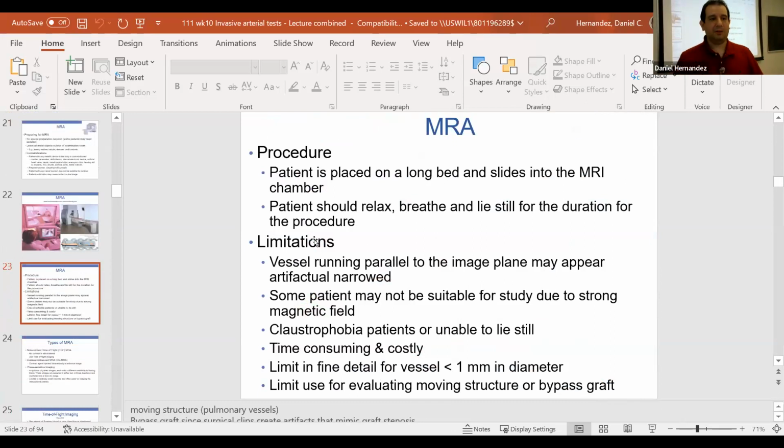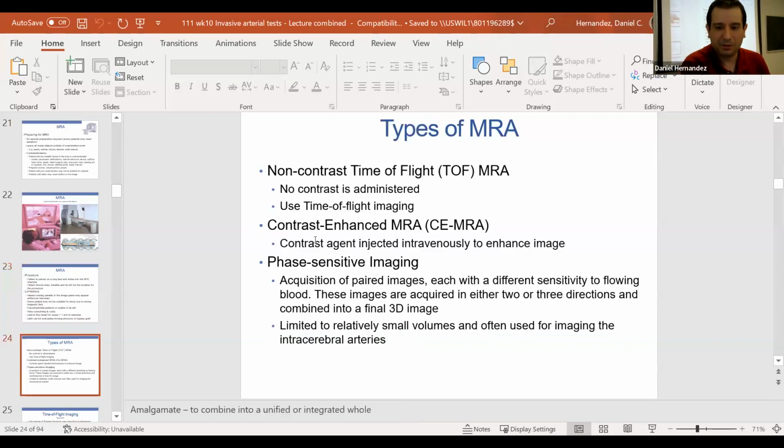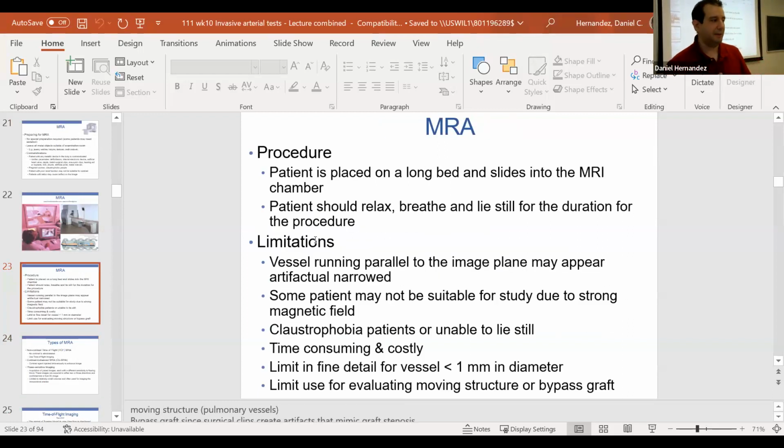MRA can be done invasively or non-invasively, so it can be done with or without contrast. It utilizes an MRI scanner, which is a giant magnet. The limitations are that it's very costly and time consuming, and it's not suitable for patients who are claustrophobic or unable to lie still. Also, patients with any sort of metallic implant devices.